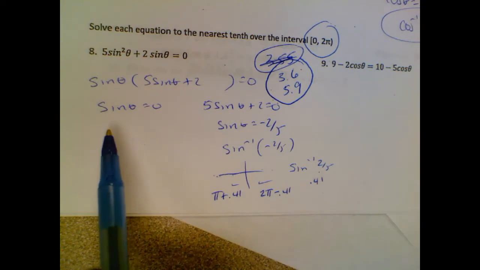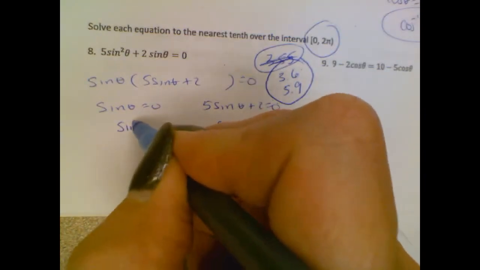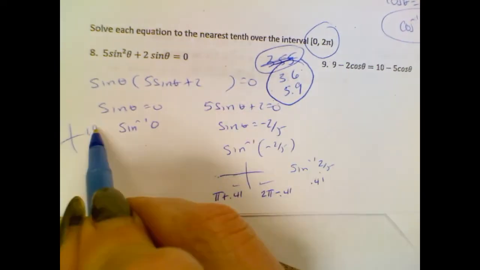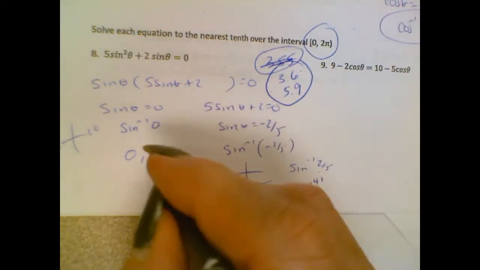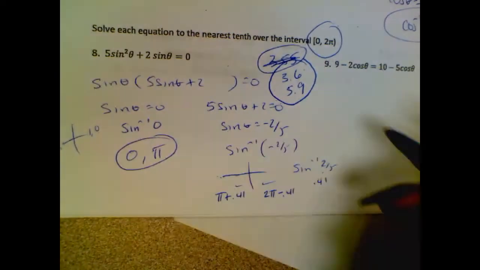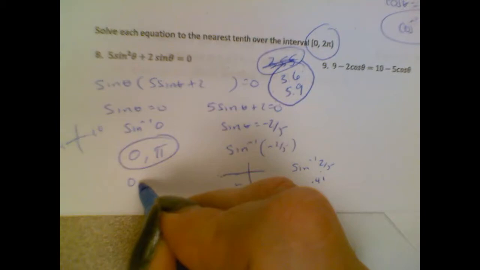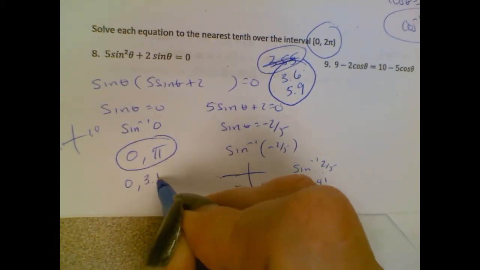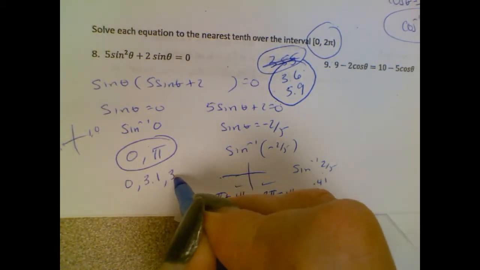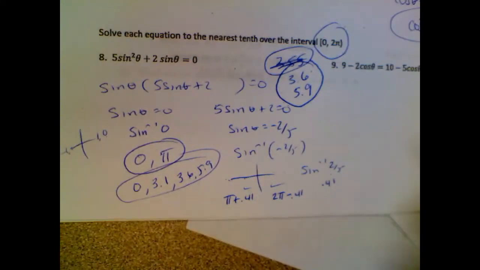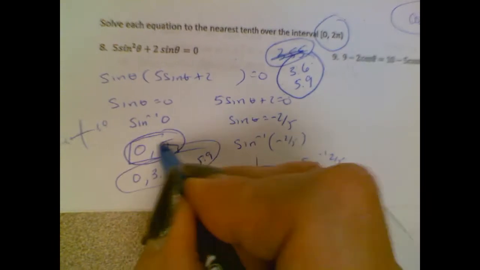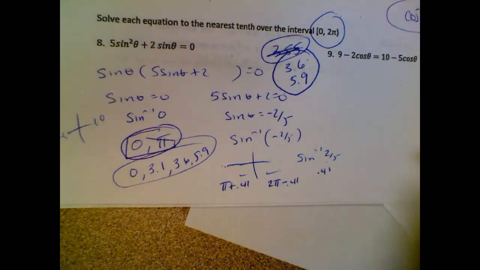Now over here, when is sine 0? Sometimes it's just nice to look at the unit circle. Sine is 0 here and here. So at 0 and pi. And 3.6 and 5.9. So you could also say 0 and 3.1, 3.6, and 5.9 if you wanted to go everything to the nearest 10th. But I accept pi. 0 and pi, 3.6 and 5.9.